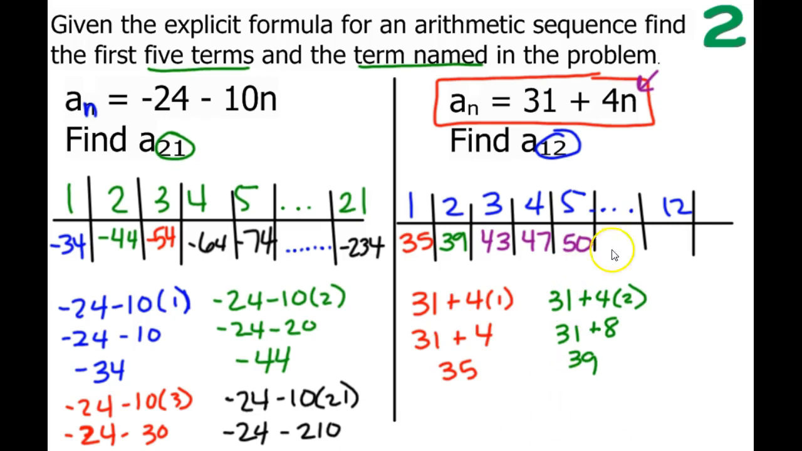And then we also need to plug in a 12. 4 times 12, if you're not sure, again, use your calculator. Well, 4 times 10 is 40. 4 times 2 is 8. So 40 and 8 give you 52. And then for a grand total here, we add those up. 31 plus 52 is 83. So we found the first 5 terms and the term named, the 12th term.